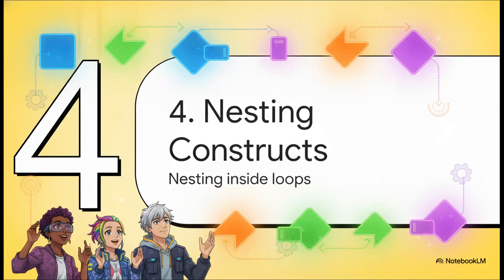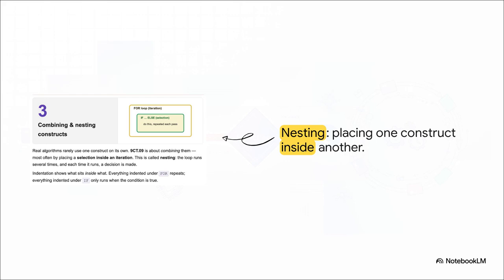Section 4. Combining and nesting constructs. Okay, so we have our 3 blocks, but the real magic happens when we start snapping them together. Because real code almost never uses just one block in isolation. We do this thing called nesting, which simply means placing one construct inside another. Notice how the selection if statement is sitting perfectly inside the iteration for loop here. Because it's indented, it means a brand new decision gets made every single time that loop repeats.